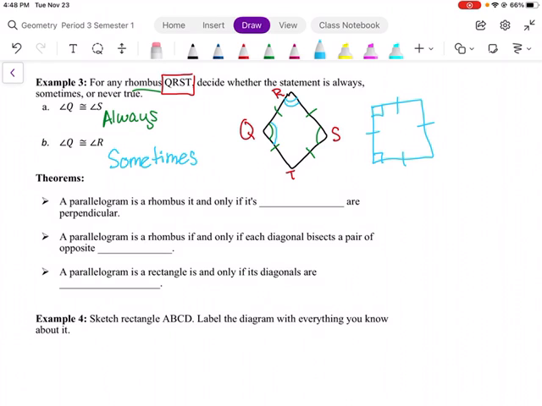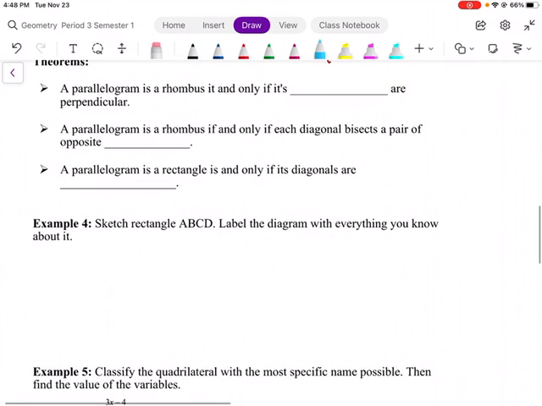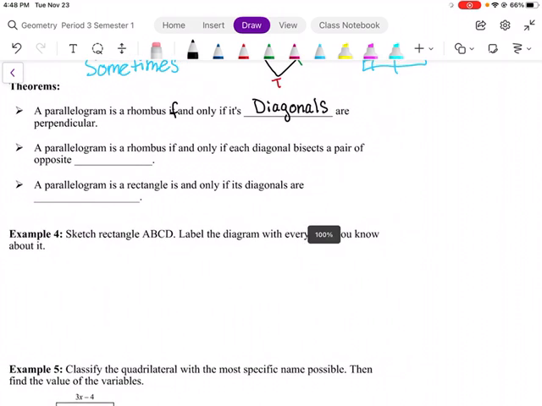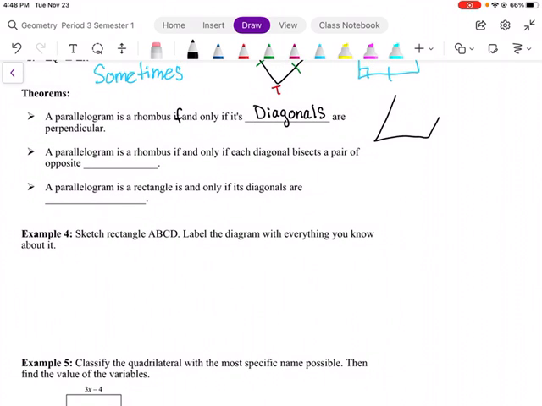A few properties that we are going to add to these for the theorems is a parallelogram is a rhombus if and only if its diagonals are perpendicular. So that means if you had a rhombus and you drew in the diagonals, they're going to be meeting at a right angle. So we have our first diagonal, our second one, right here is a right angle.